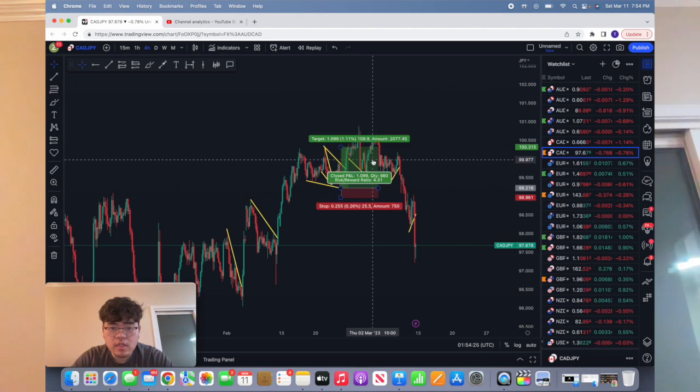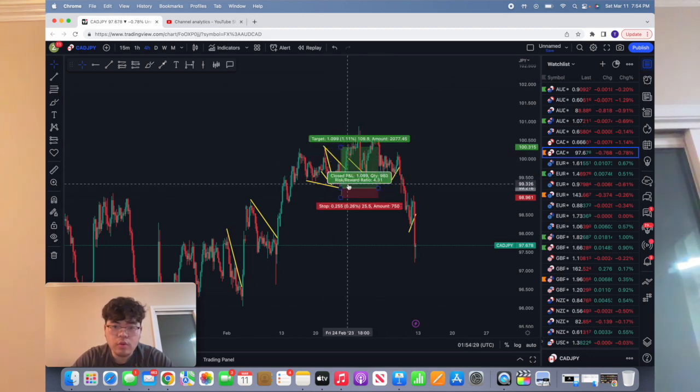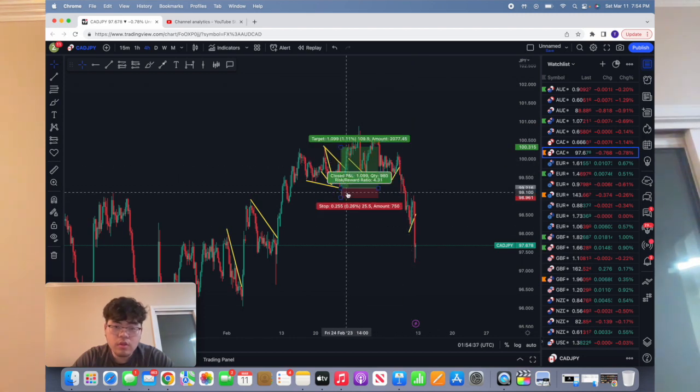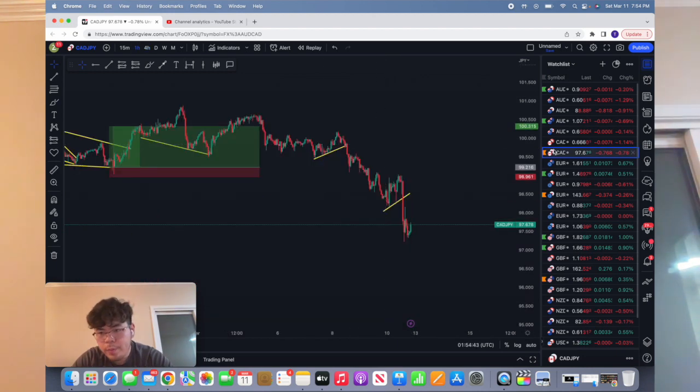We weren't able to catch this. It didn't go all the way up, but we did catch the first one, so 1 to 4. So let's say we took this trade, right? That's 4% right there, and then we took this trade, but it ended up in failure. We're still up 3%. So anyways, let's see if there's any commitments on CAD JPY.